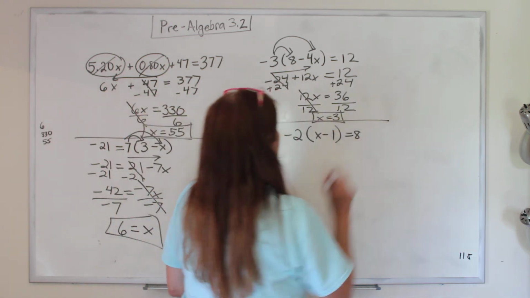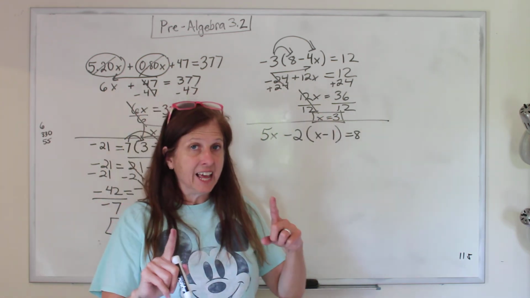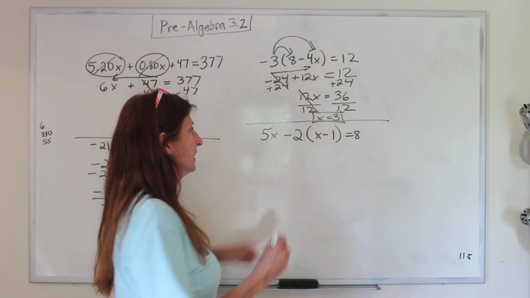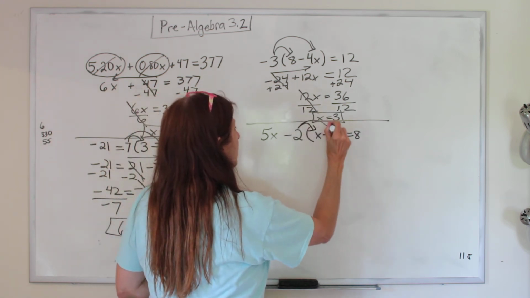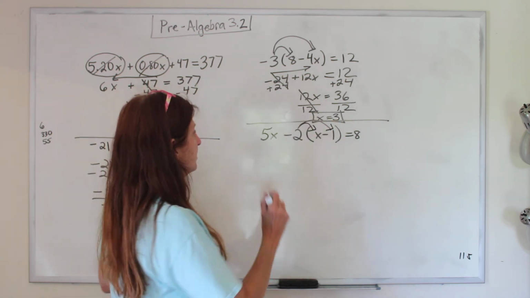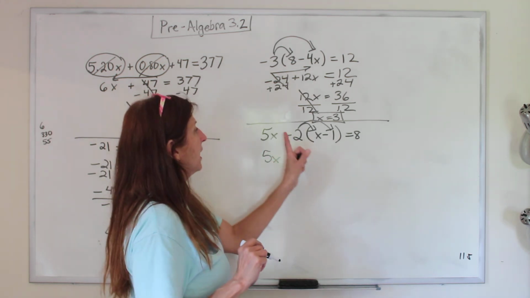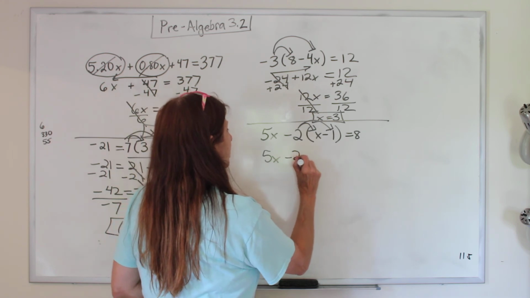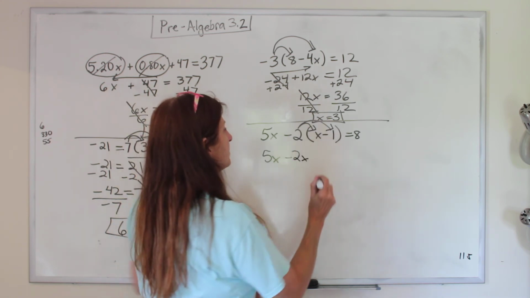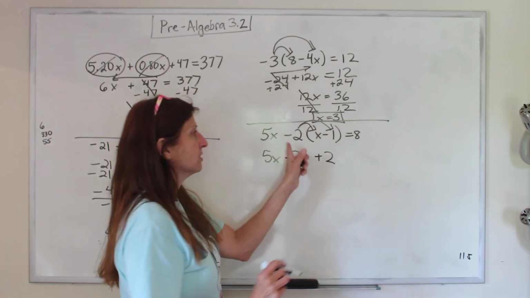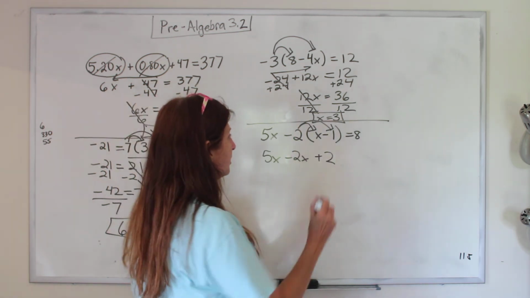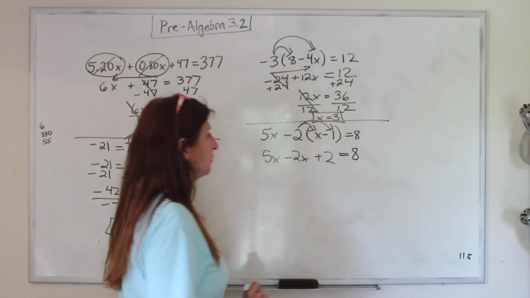Let's do another one. Why is it ugly? It's got a parentheses. So we're going to, step 1, draw our arrows. Step 2, bring down what we didn't mess with and do our multiplying. Negative 2 times x is negative 2x. Negative 2 times negative 1 is positive 2, because 2 negatives make a positive. Bring down some more stuff we didn't mess with.